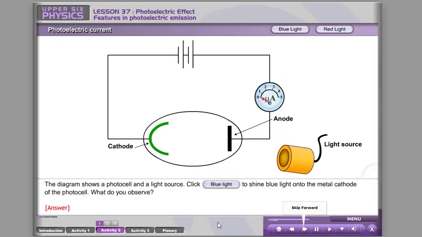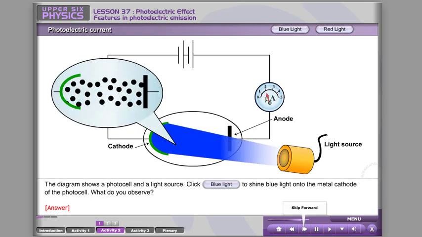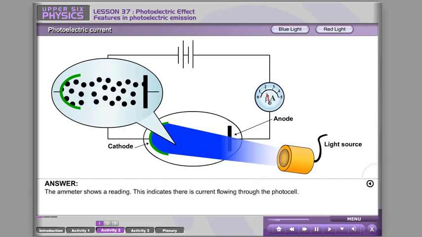The diagram shows a photocell and a light source. Click the blue light button to shine blue light onto the metal cathode of the photocell. What do you observe? Answer: the ammeter shows a reading. This indicates there is current flowing through the photocell.